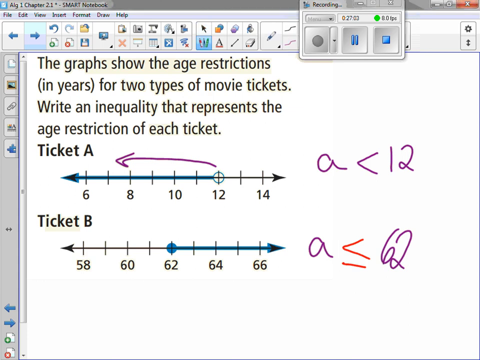Now really we would add, for the first one, this here. You don't have to write that down, but we normally would put that in. Why would I put that in for the age range of tickets?